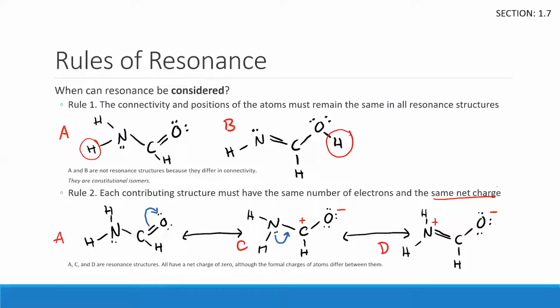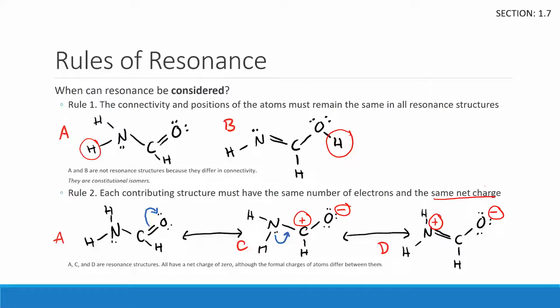Structure C has a positive and a negative charge, which ultimately cancels out to 0. Same with structure D, a positive and a negative charge, which cancels out to 0. So all of these are valid in that way. They have the same net charge. So even though the formal charges are on different atoms and they move around, that is okay as long as you go by this rule: same net charge and same number of electrons.